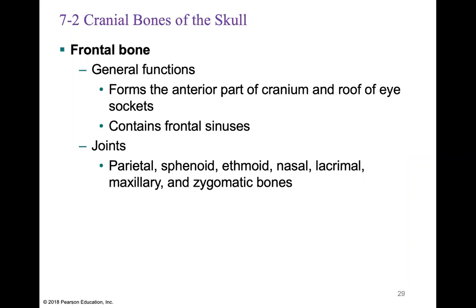The frontal bone forms the anterior part of the cranium and the roof of the eye socket. It contains the frontal sinuses. The joints that the frontal bone can form are the parietal, sphenoid, ethmoid, nasal, lacrimal, maxillary, and zygomatic bones. And what you're going to see is a lot of these bones actually also contribute to the overall orbit of the eye.